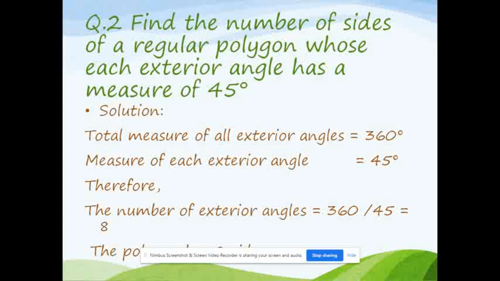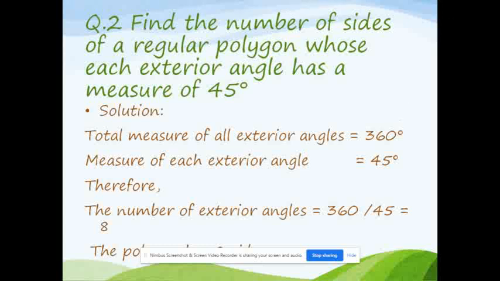This is another question. Find the number of sides of a regular polygon whose each exterior angle has a measure of 45 degrees. See, in the previous question we found the missing exterior angle. Here we are going to find how many sides the figure has if its exterior angle is 45 degrees. Let's check. Solution.